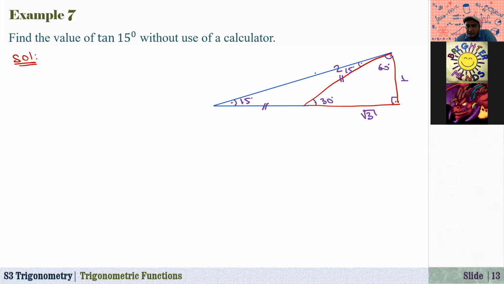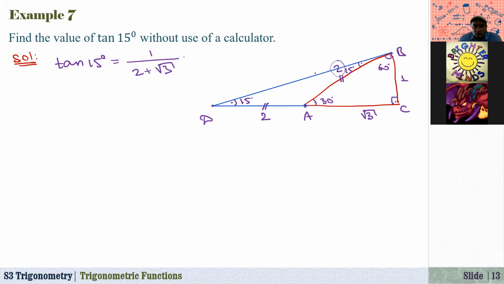Since this side is 2, let me label the points: this one is C, this one is A, this one is B, and this one is D. AB is equal to AD, right? And AB is equal to 2, which means AD should also be equal to 2. Now from here, what is tangent of 15? Tangent of 15 degrees is equal to opposite side over adjacent side. The opposite side is 1, over the adjacent side, which is 2 plus square root of 3.